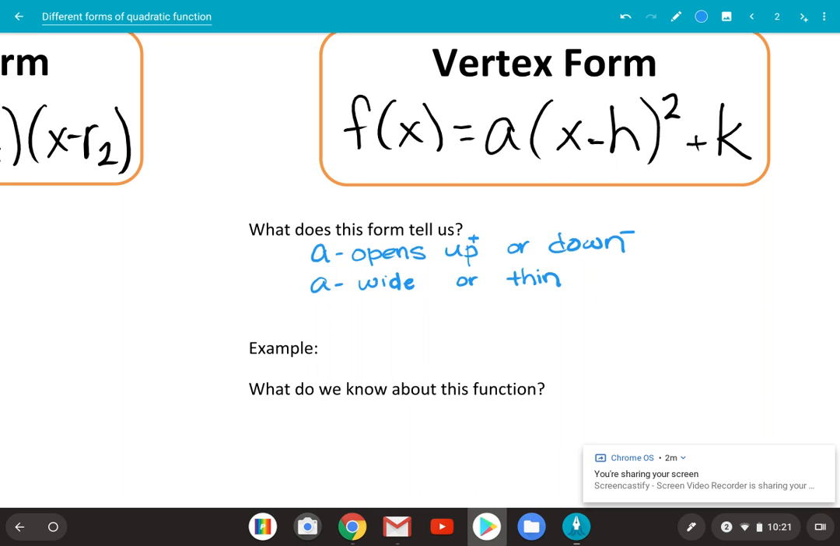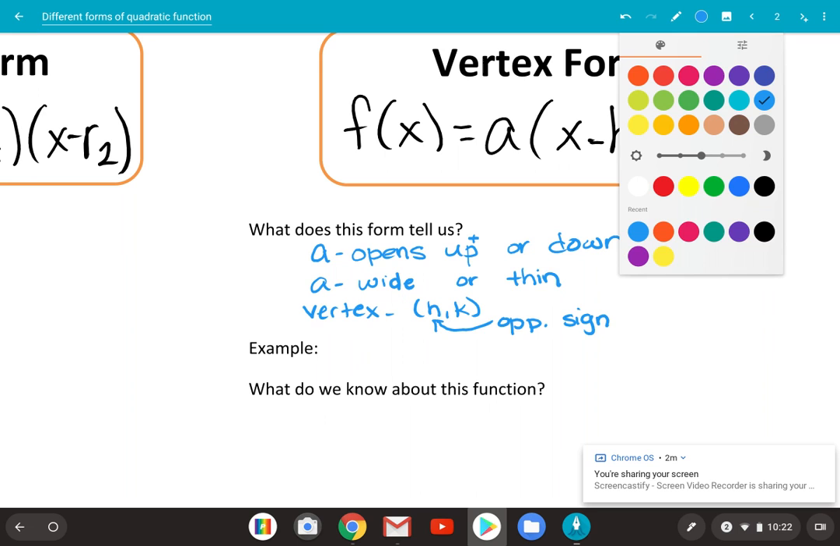Now the other thing is it's going to give us our vertex. Our vertex is going to be (h, k), where h is going to be the opposite sign. That's all it is. You take the number, just switch the sign. We've done this before.